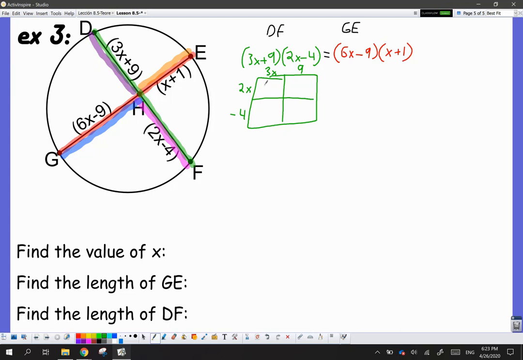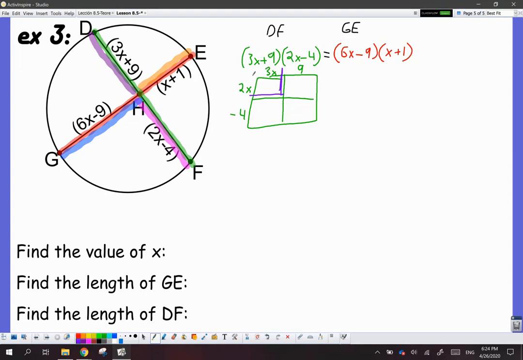So what I'm going to put inside the box are the products from each part that is on the outside of the box. So for example, and I'm going to use some colors here. For this part of the box, I'm going to multiply 3x times 2x. So 3x times 2x, first I'm going to multiply the numbers, the coefficients.